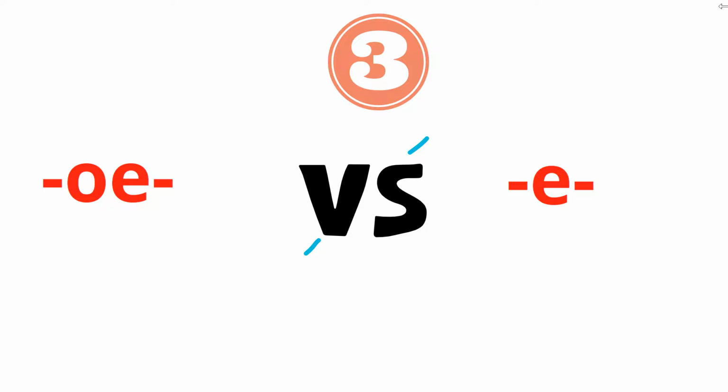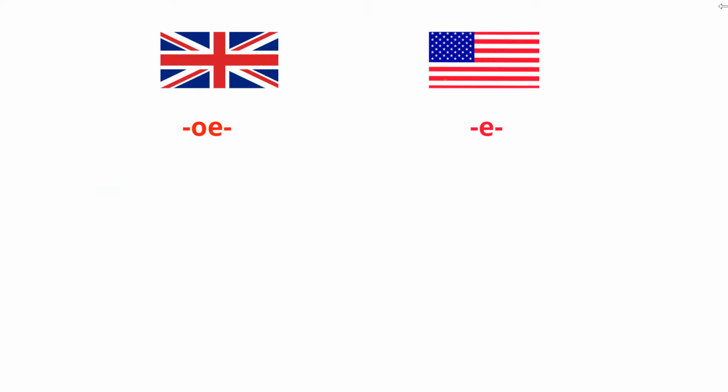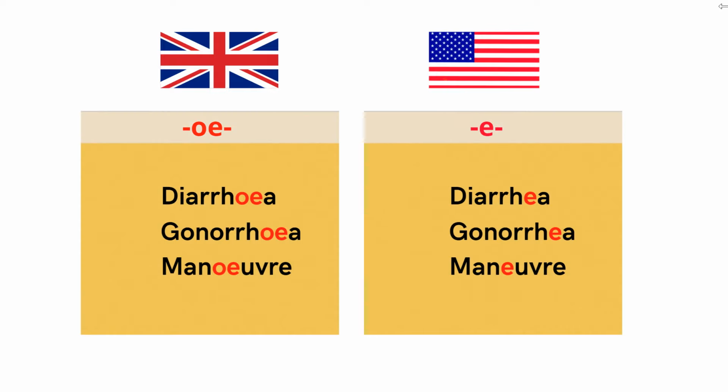Spelling difference number 3. OE versus E. British English words that are spelled with the double vowels OE tend to be just spelled with an E in American English. In other words, British English preserves the OE in words derived from the classical languages, while American English has simplified it to only E. For example, diarrhea, gonorrhea, maneuver.